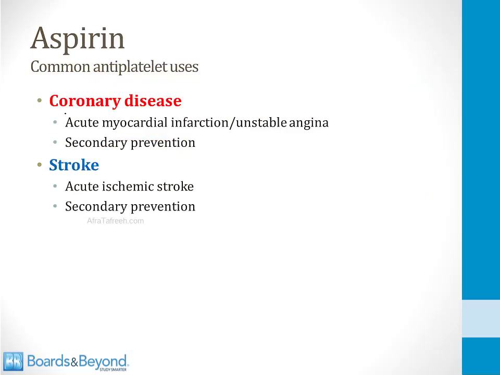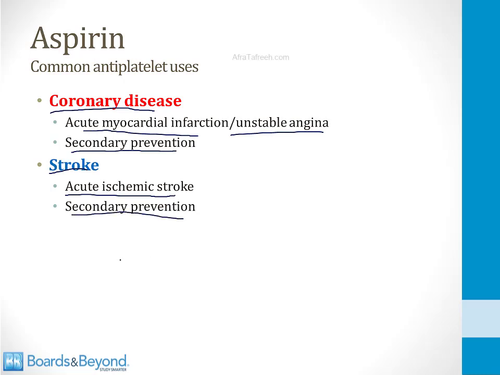The most common antiplatelet uses of aspirin are in coronary disease and stroke. In both conditions, it's used in the acute phase and also for prevention. Patients having an acute myocardial infarction or unstable angina are always administered aspirin. It's also given long-term for secondary prevention of recurrent coronary disease. The same is true for stroke. It's often given as acute therapy in ischemic stroke, and it's also used as a secondary preventative measure.